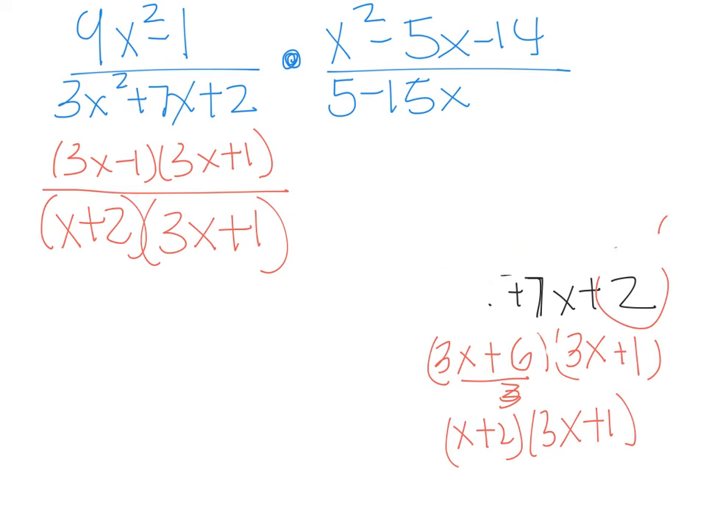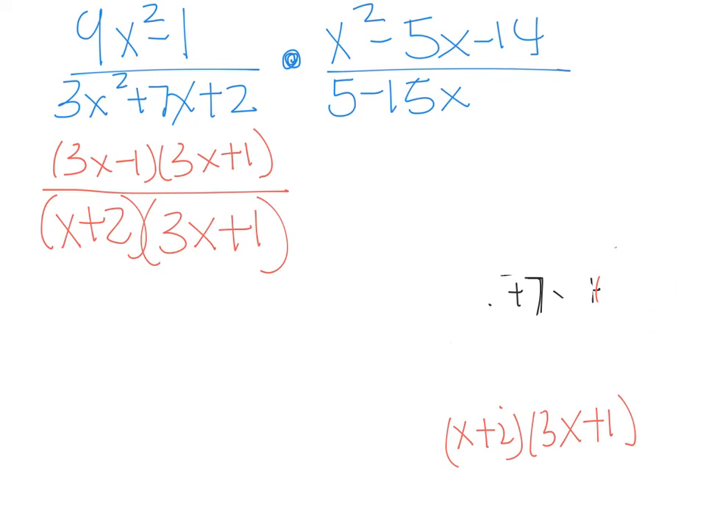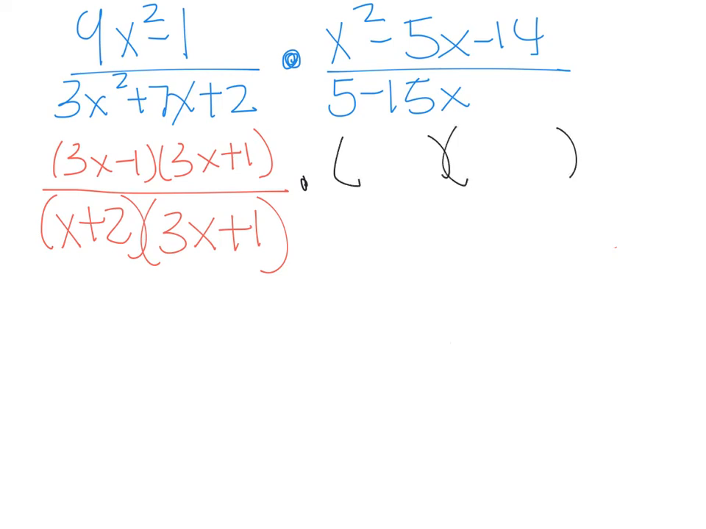Okay, so now if you look at the second fraction, in the second fraction we have x squared minus 5x minus 14 in the top, and in the bottom we have 5 minus 15x. So I'm going to start with the top. I look for a GCF there, and I don't see a GCF between all three terms. And I notice it's a trinomial, so I am going to look to add to the middle term, multiply to the last term. So set up my two binomials.